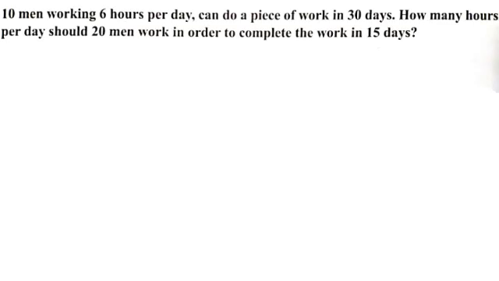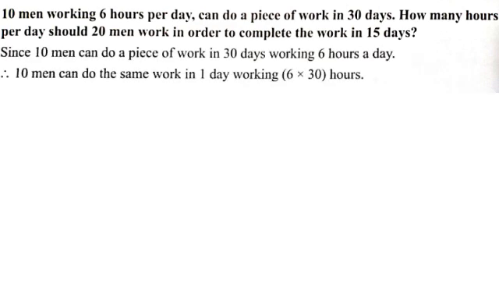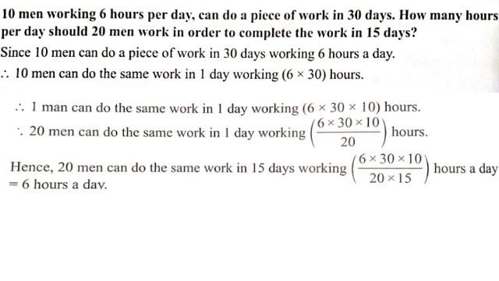10 men working 6 hours per day can do the work in 30 days. How many hours per day should 20 men work in order to complete the work in 15 days? One man can do the work in one day working 6 into 30 into 10 hours, and 20 men can do the same work in one day working 6 into 30 into 10 by 20 hours. Hence 20 men can do the same work in 15 days working 6 into 30 into 10 by 20 into 15 hours a day, which is equal to 6 hours a day.